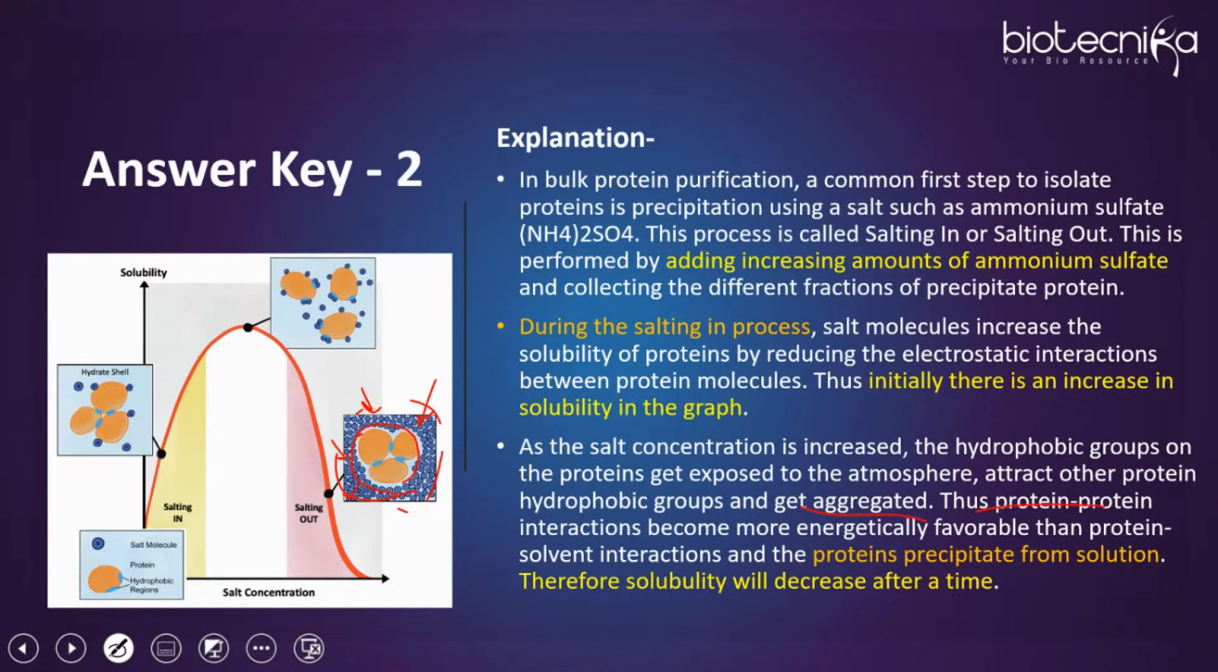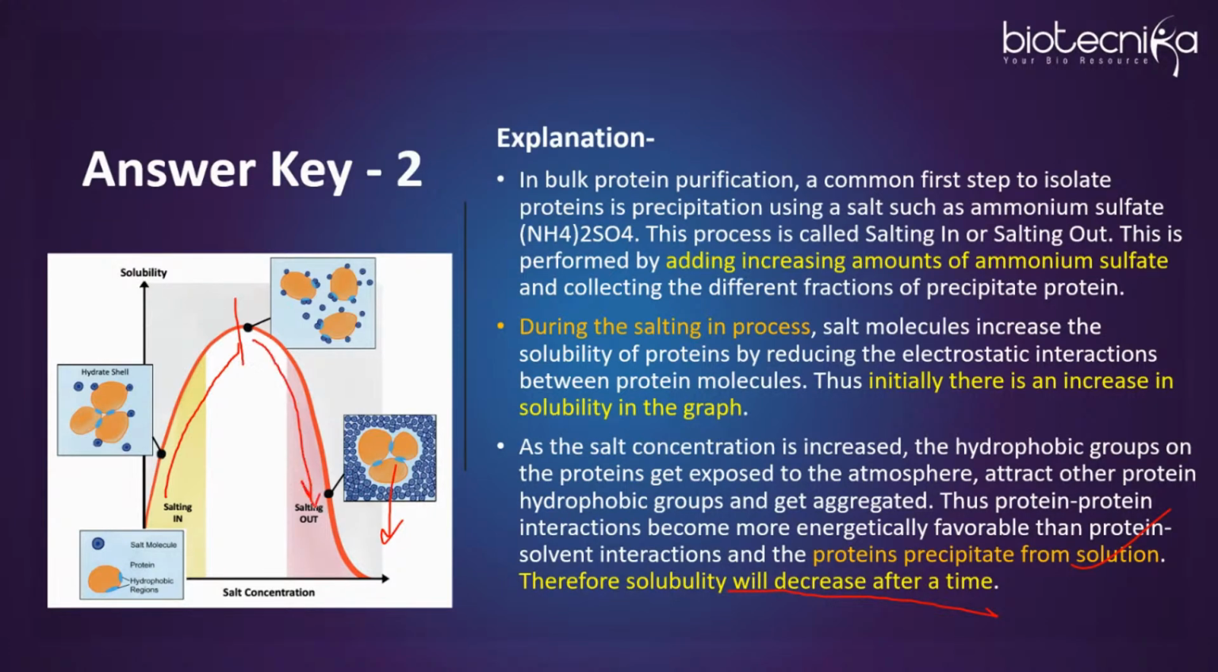So protein-protein interactions become more energetically favorable when you increase the salt concentration beyond a certain point. And if that happens, then protein aggregation means what? They will precipitate out. They will become insoluble from the solution because all the salts are interacting with the water. So water is not interacting with the protein, and that is why proteins precipitate from solution. So solubility will decrease after a time. Initially it increases, that is salting in, and later it is salting out when it decreases. So the answer is option 2, which shows a bell-shaped curve like this.